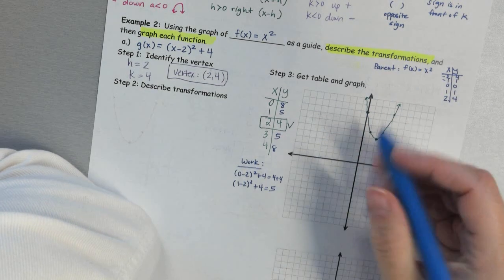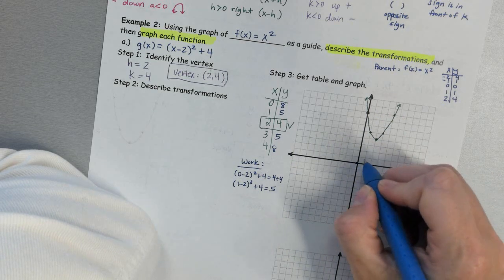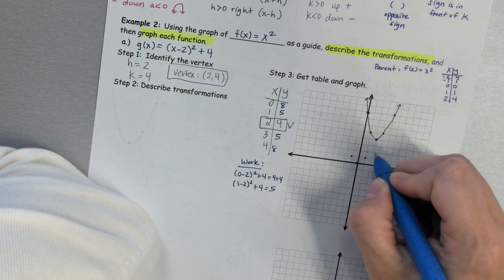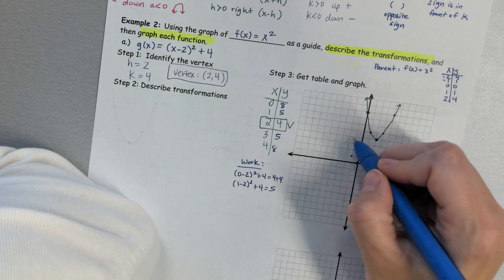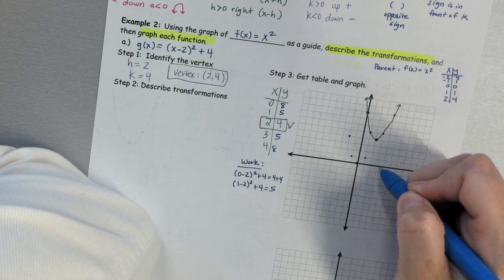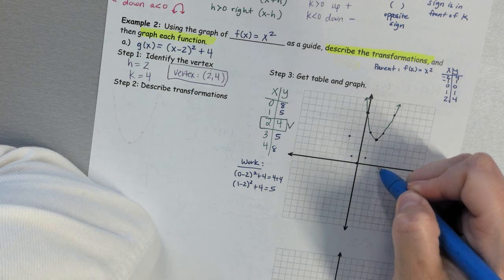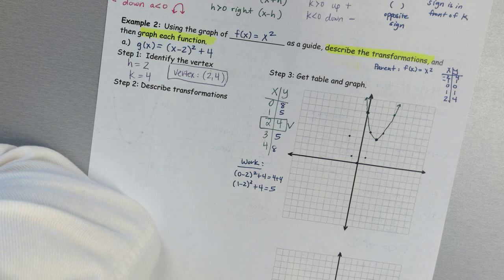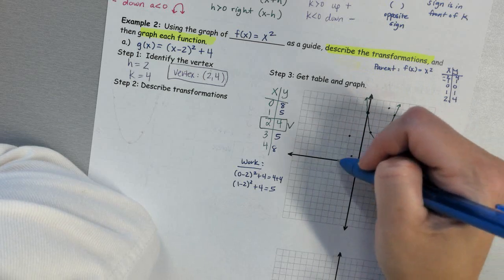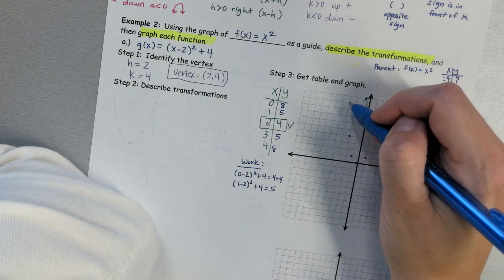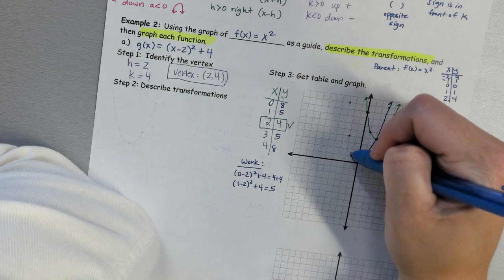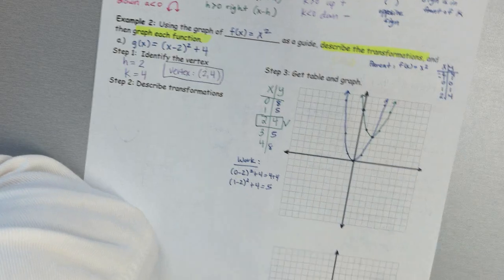And then if you compare that to the parent function where you have 0, 0, 1, 1, negative 1, 1, and then at 3, where would I be for the parent function? What's 3 squared? Thank you. Okay, so that can help you see what's happening.